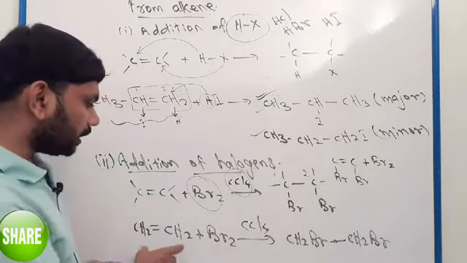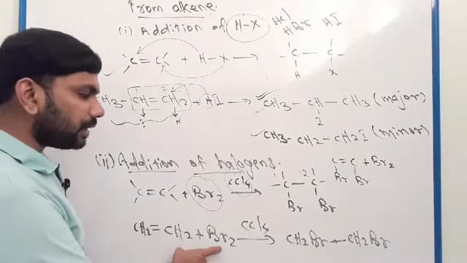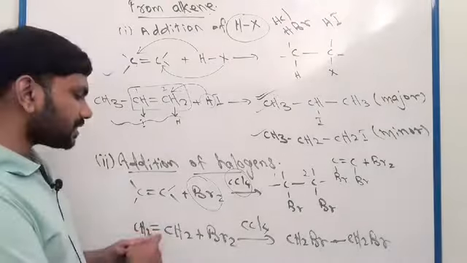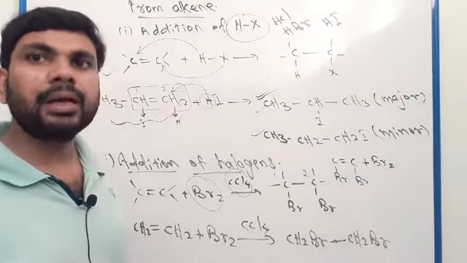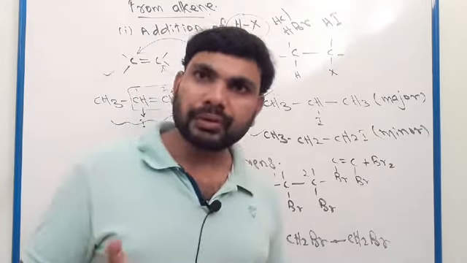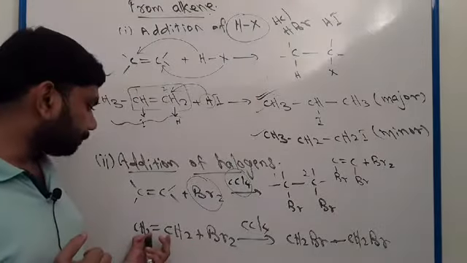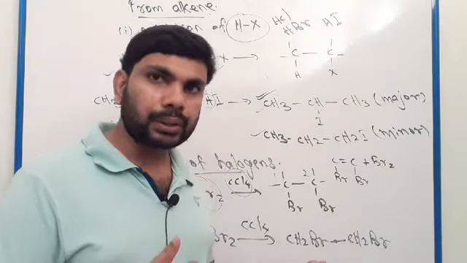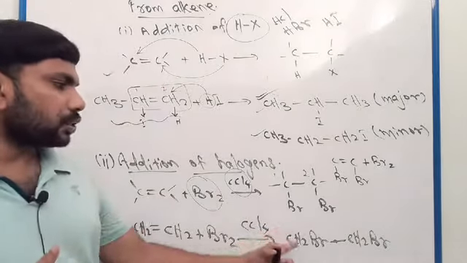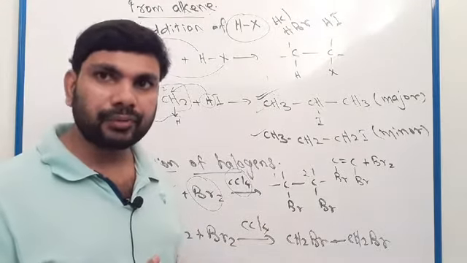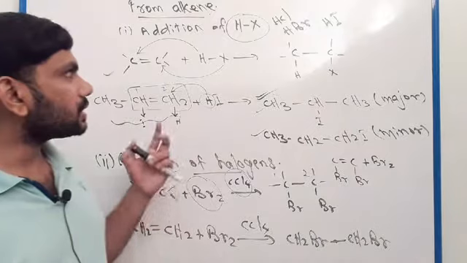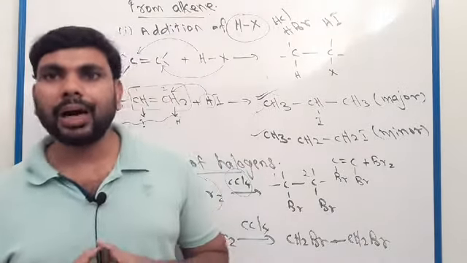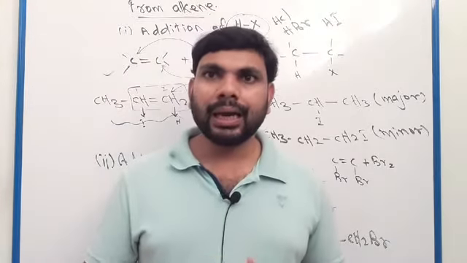In this case, look here, ethene reacted with Br2 in presence of CCl4 gives CH2Br-CH2Br. Always remember, after addition reaction the double bond will change to single bond. This is the double bond; after addition reaction it will change to single bond. So 1,2-dibromoethane will be formed. These are the 2 methods to make haloalkane from alkene.